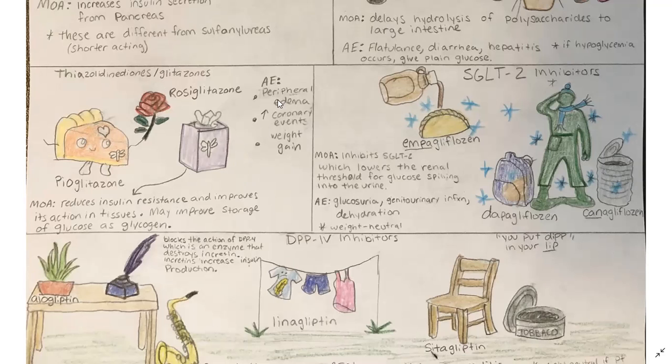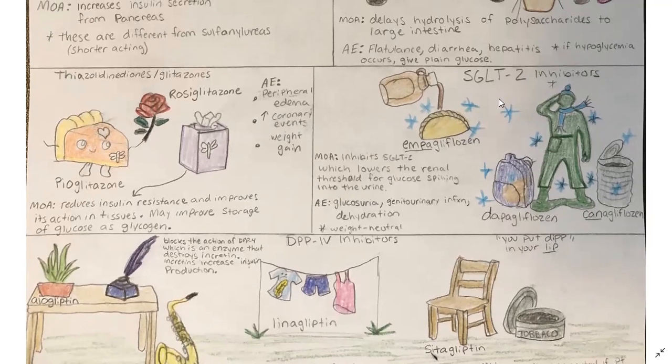So adverse effects are peripheral edema. So that is shown here by this pie's legs, because he's got really tiny arms, but he's got really fat legs. And that kind of goes with weight gain too. He gained, and also if you ate lots of pie, you'd gain weight. And then increased coronary events. And so think about roses. You give those around Valentine's Day. Valentine's Day has to do with lots of hearts, heart, coronary. Hopefully you get the point there.